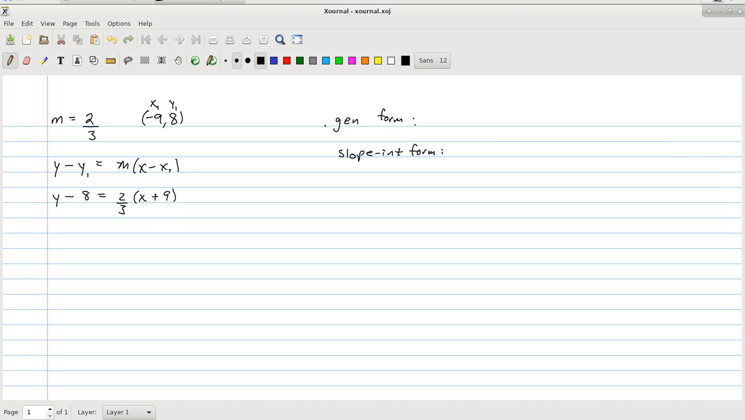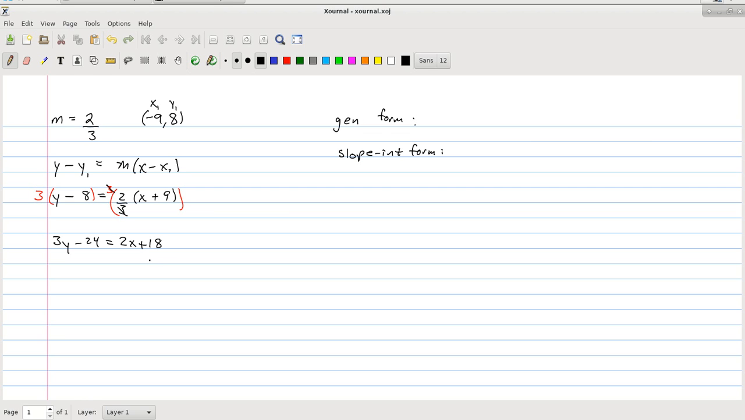Since we want the equation in general form, our next step will be to get rid of fractions. I see the common denominator is 3, so let's multiply both sides of the equation by 3. This way, on the right-hand side, we can reduce the 3's out. Now there are no fractions, we distribute what's left. So distributing the 3 through, we have 3y minus 24 equals. Distribute the 2 through, we've got 2x plus 18.